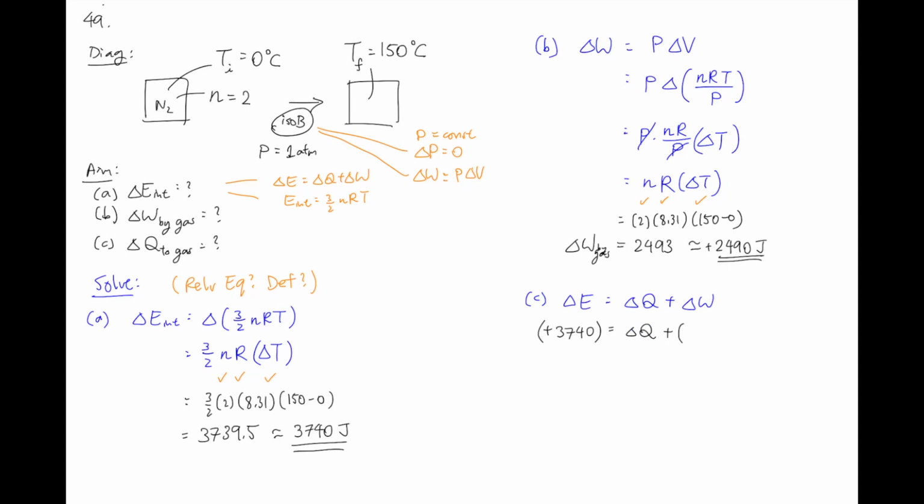And how about the work? The gas is doing the work over here. If the gas is doing the work, the contribution to the internal energy would be negative because the gas, by doing work on the environment, is losing energy in its system. So we should plug in the negative number over here. And that means delta Q is 3740 plus 2490. And I'll quickly punch in the numbers.